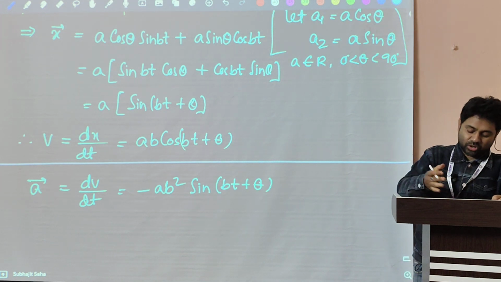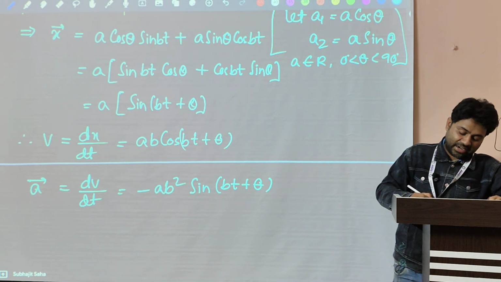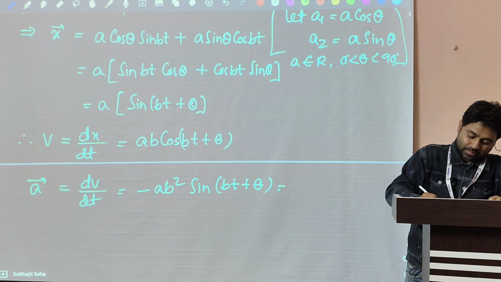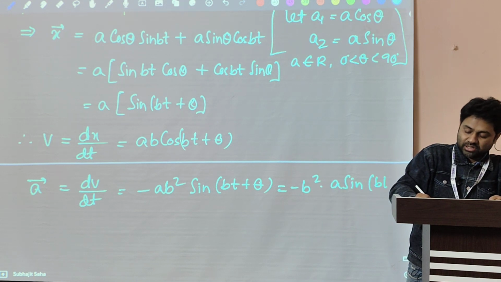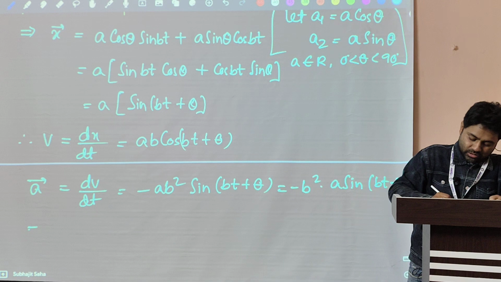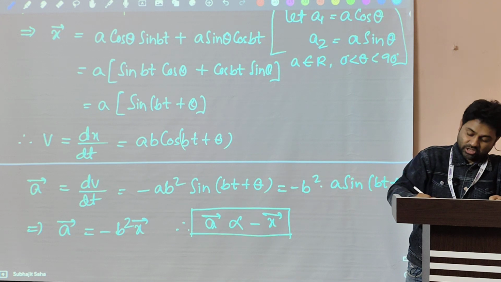You can check it by yourself, we already did this. After rearranging the terms on the right hand side, you can write it like minus b² into a sin(bt + theta). So acceleration equals minus b² x again. So acceleration is proportional to minus x, which means this denotes an SHM.